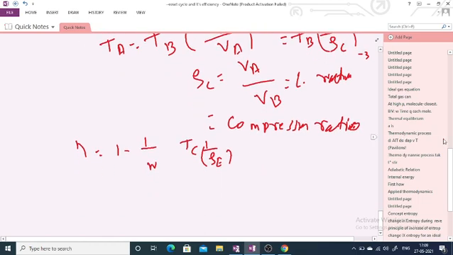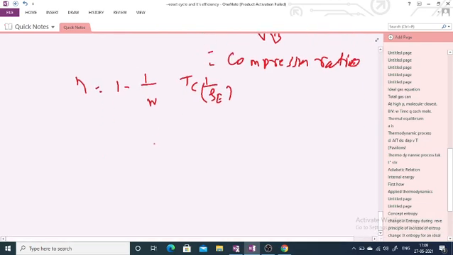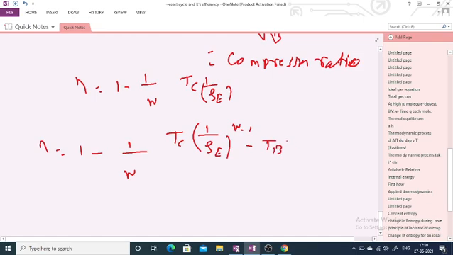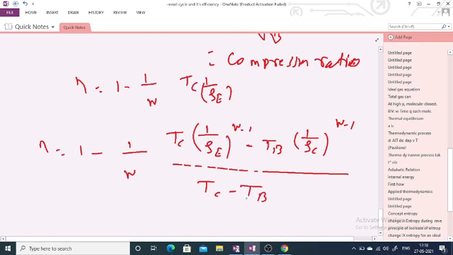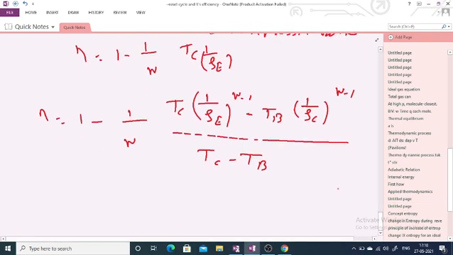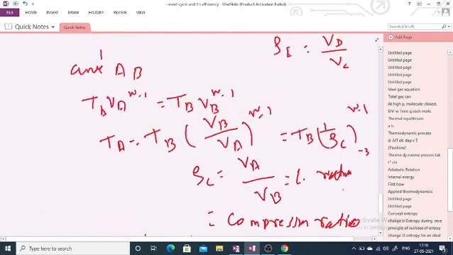Once again, repeat: 1 minus 1 upon gamma, [Tc (1 upon rho E) raised to gamma minus 1, minus Tb (1 upon rho C) raised to gamma minus 1], divided by (Tc minus Tb).